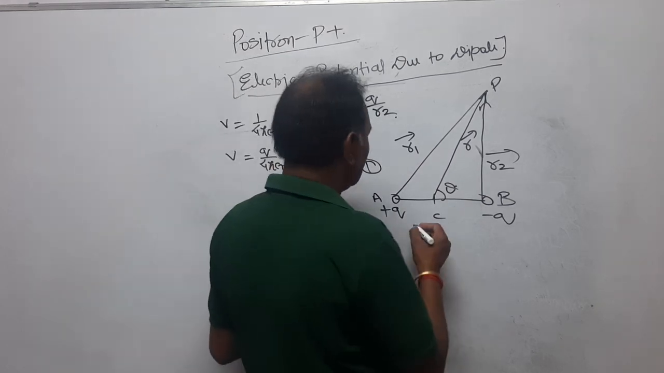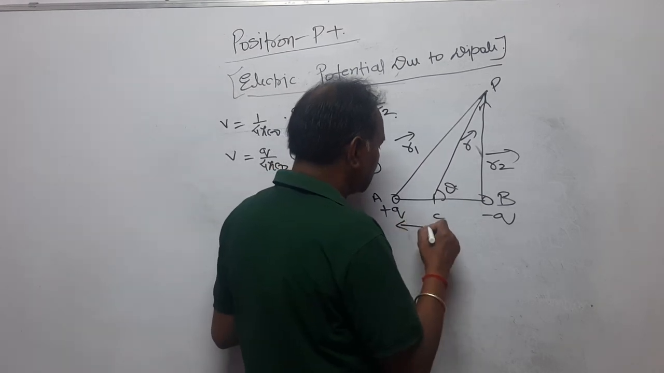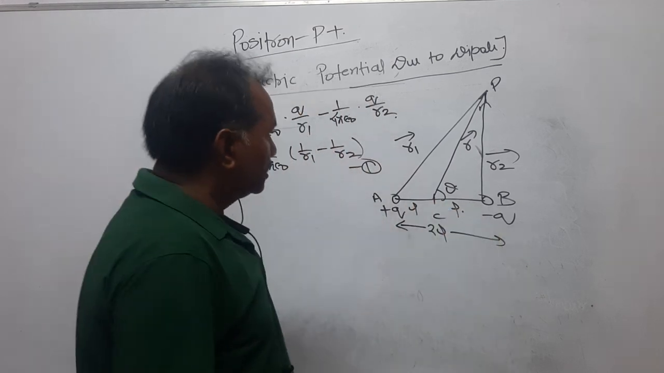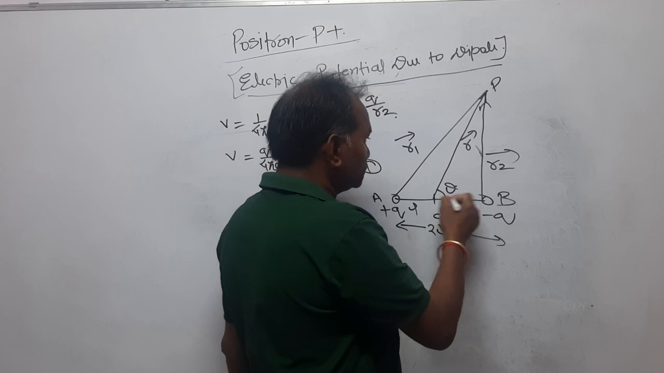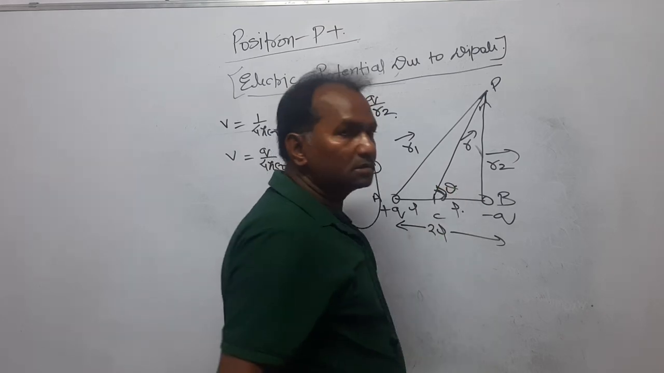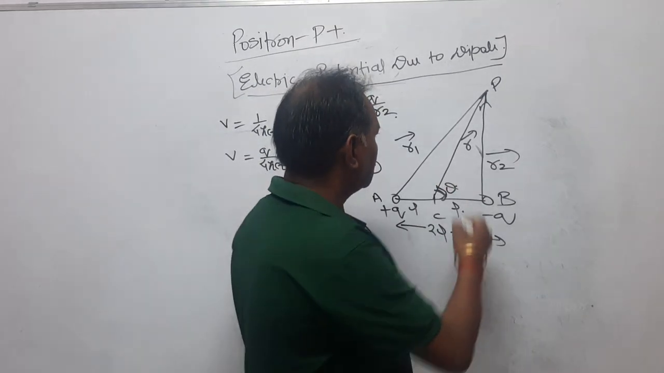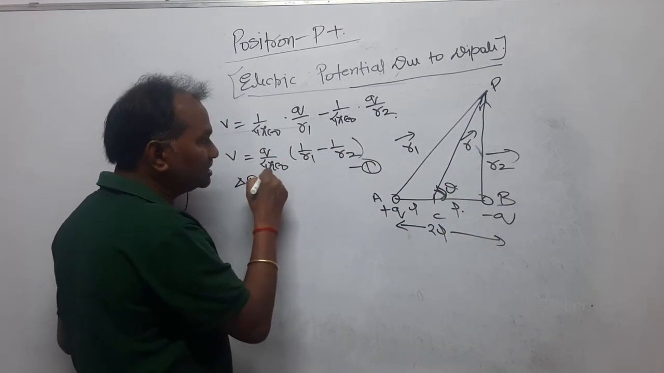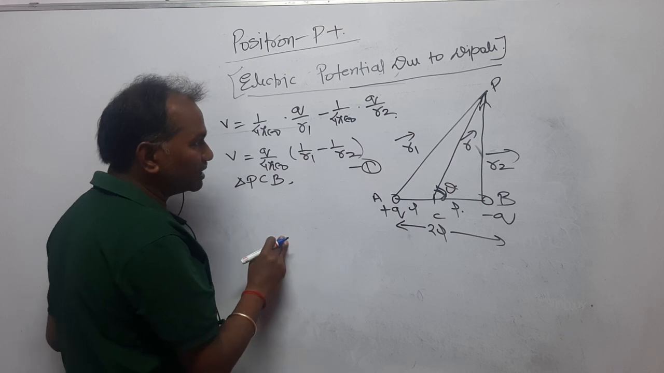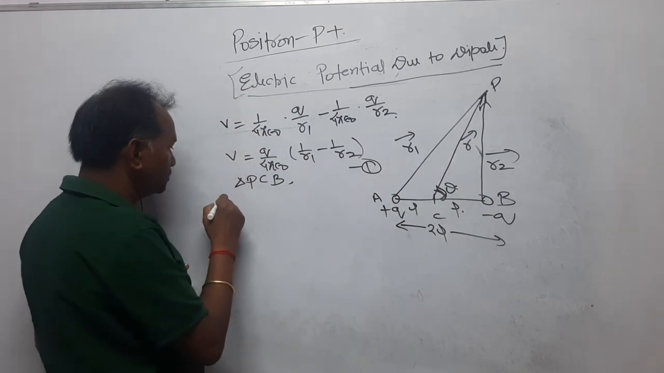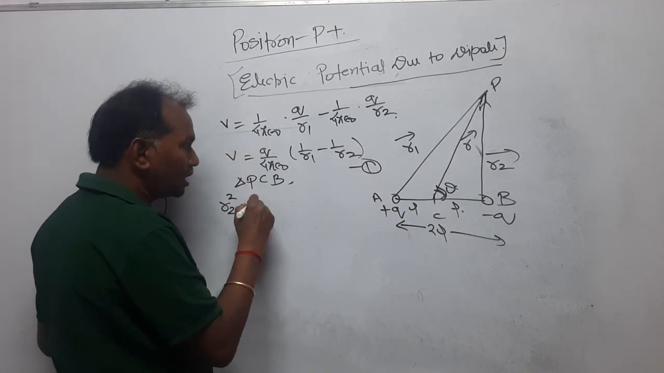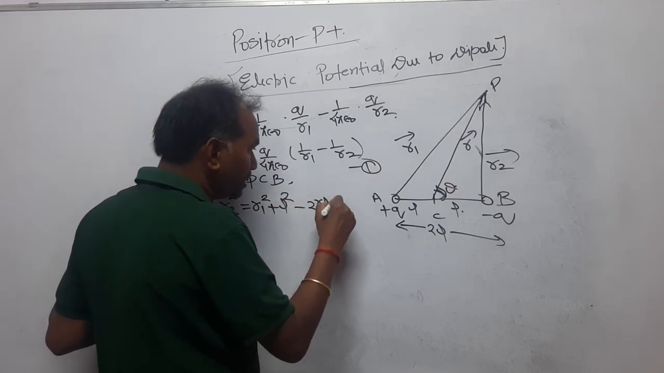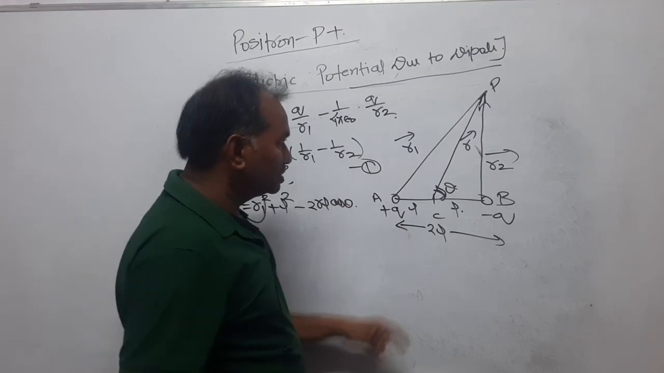Now, if it is 2L, then this is L and this is L. Now, you know this angle is an acute angle. There is a cosine law, you know. From this triangle PCB, what can you write? R2 square equals R1 square plus L square minus 2RL cos theta, right?